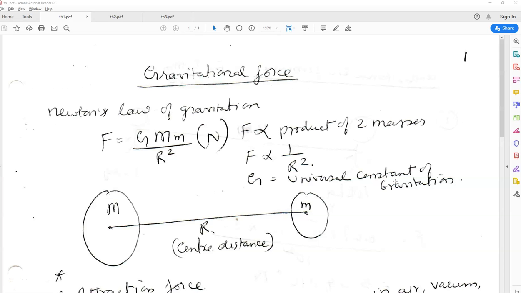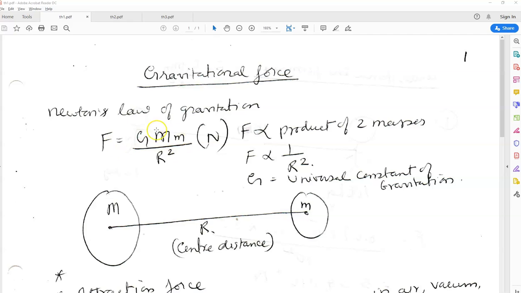In this video, I'm going to show you how to solve problems in the gravitational force concept. We know that Newton's law of gravitation says the force acting between two masses is given by G M m by r squared, where G is the universal constant of gravitation, M and m are the two masses, and r is the distance between the centers of the two masses.